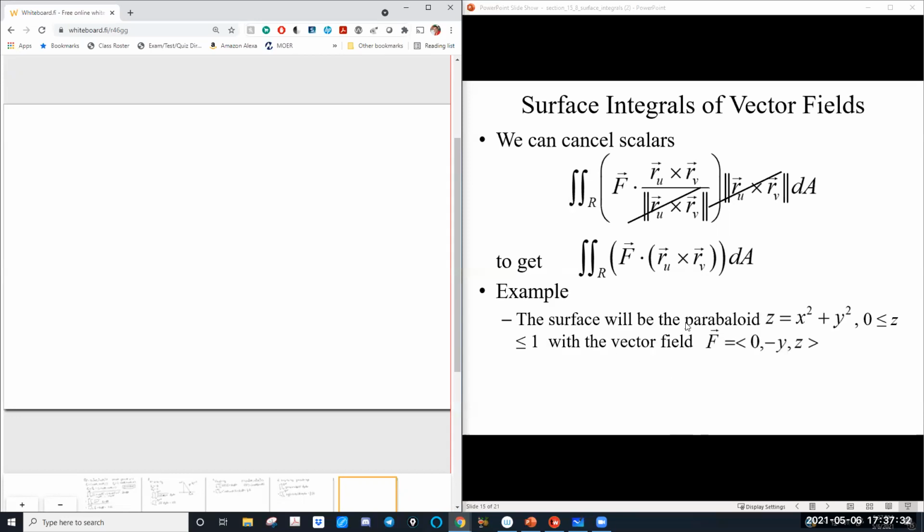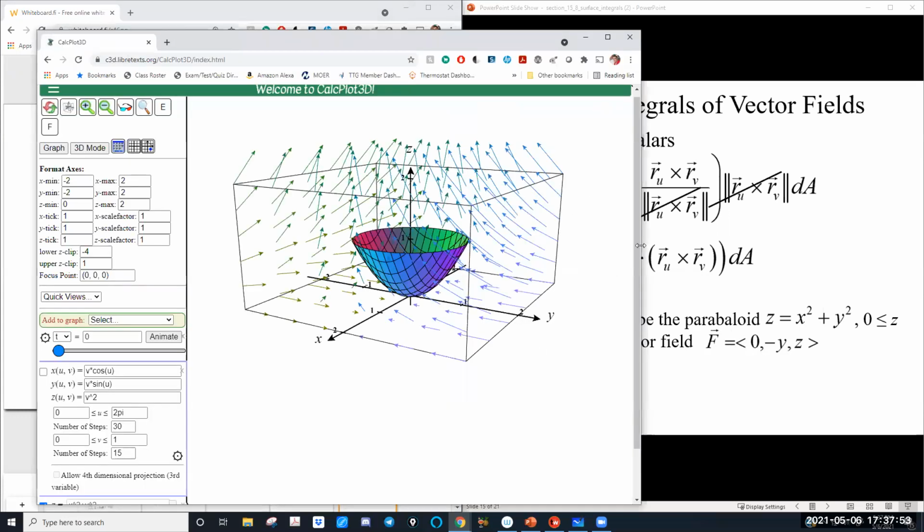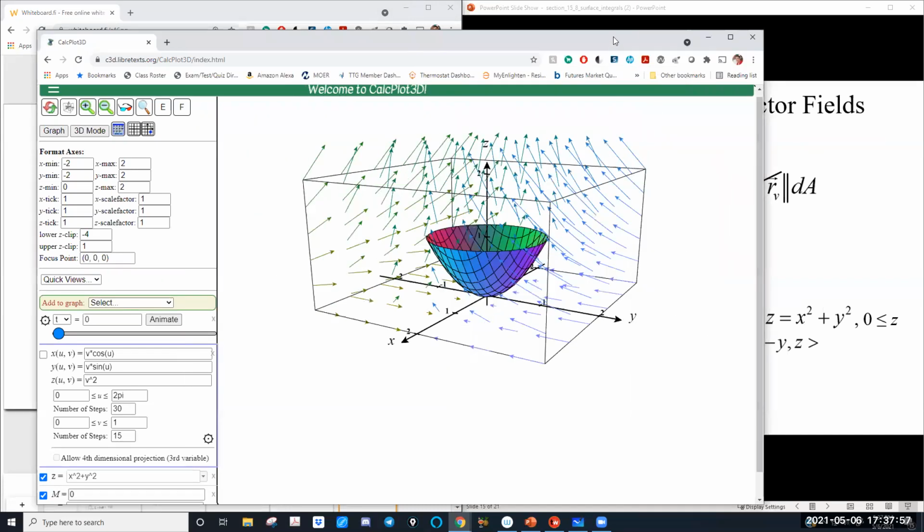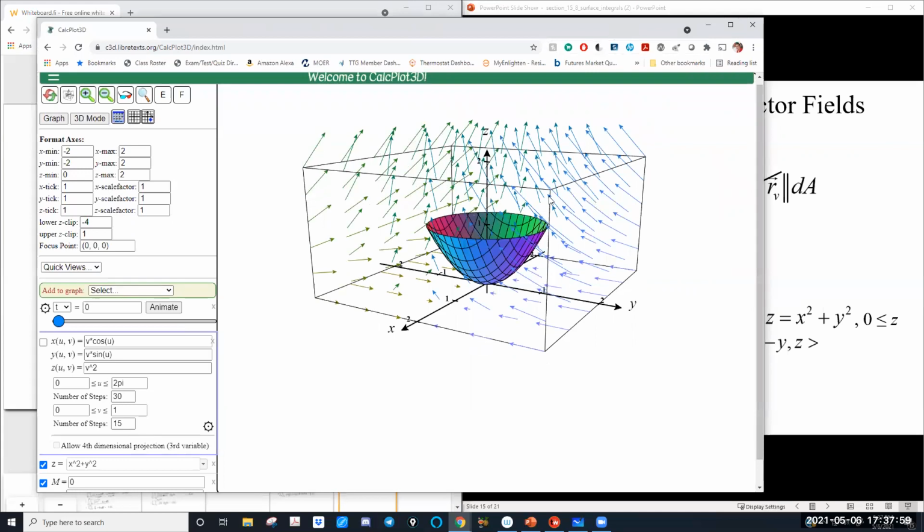So let's say the surface is our paraboloid, z equals x squared plus y squared. We'll just have z go from 0 to 1 with the vector field 0, negative y, z. Okay. Now, let's take a look at what this looks like. Let's do this one a little bit bigger. Here's our vector field, the green and blue arrows, and there's our surface.